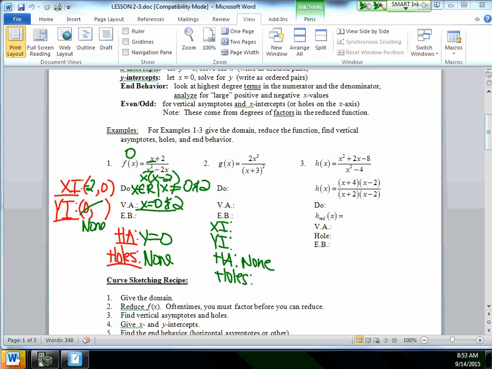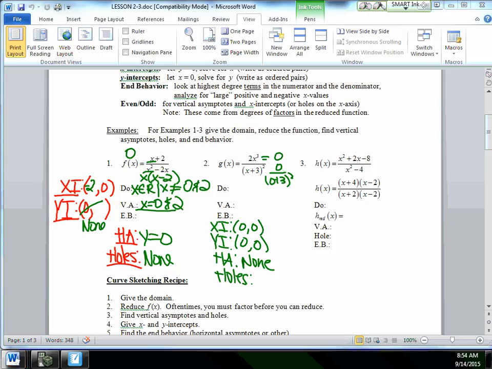So now let's do the x-intercept. To do the x-intercept, we set the numerator equal to 0, and we have the point 0, 0. To get the y-intercept, I put 0 in for all the x's. So 0 over 0 plus 3. Well, 0 over anything is going to be 0.